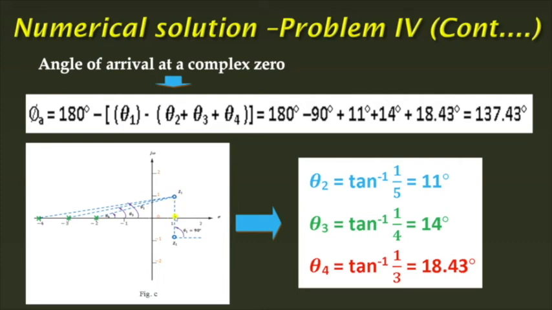Then calculate theta 3, equal to tan inverse y divided by 1, 2, 3, 4, that means tan inverse 1 by 4, 14 degrees. Next, theta 4 equals tan inverse y by 1 plus 2 plus 3, so this is 18.43 degrees. Then summing all of them, the value is 137.43 degrees for this complex zero. For the other zero, the angle of arrival is obviously minus 137.43 degrees, because the two are opposite and equal.